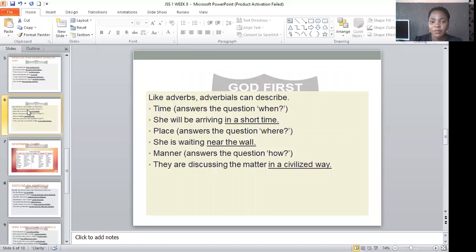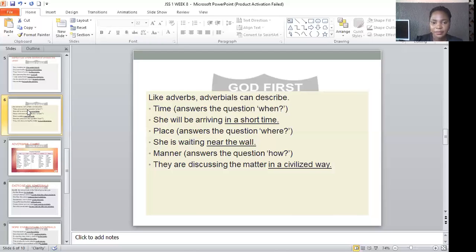Also, an adverbial can answer the question where. That is an adverb of place. She is waiting near the wall. So where is she waiting? It answers the question, where is she waiting? She is waiting near the wall.